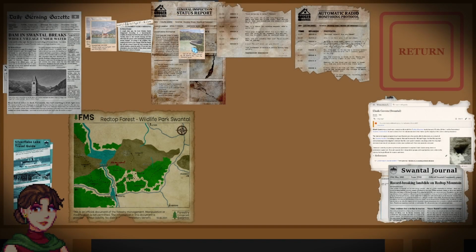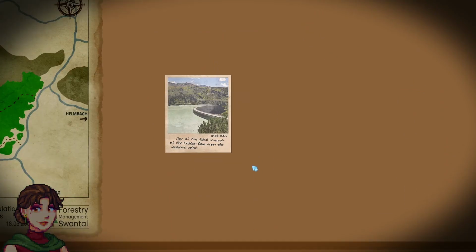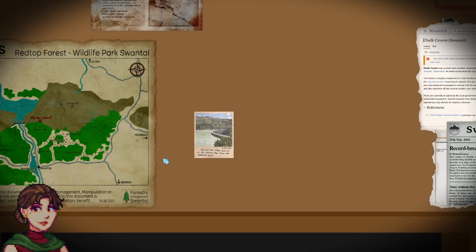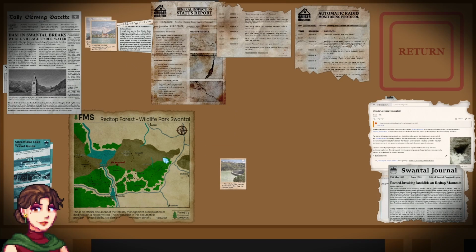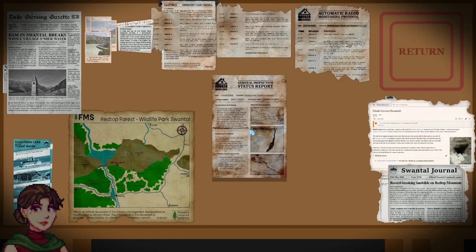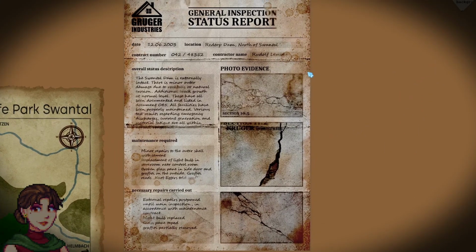Oh, that's bloody old. Okay, view of the filled reservoir of the rooftop dam from the lookout point. So that's the 16th. This was the day before. Okay, photo evidence. Contract number, contract name. Okay, this is the mayor. The Swansell Dam is externally intact with a minor outer damage due to rockfalls or natural erosion. Additional crack growth at normal level. These have all been documented and listed in document 045.